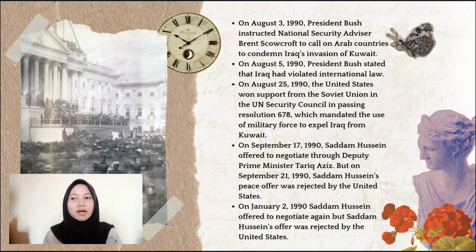Here we can see the situation and action of the U.S. invasion of Iraq from August 3rd, 1990 until January 2nd, 1991. But on September 17, 1990, Saddam Hussein offered to negotiate through Deputy Prime Minister Tariq Aziz, but on September 21st, Saddam Hussein's peace offer was rejected by the US. And also on January 2nd, Saddam Hussein offered to negotiate again, but Saddam Hussein's offer was rejected by the US.